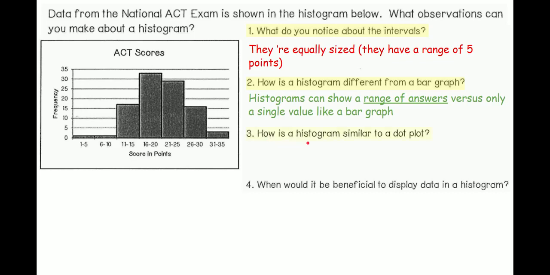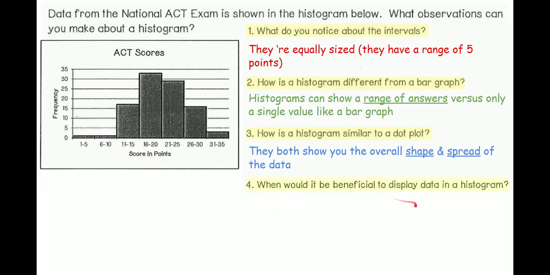So number 3, how is a histogram similar to a dot plot? Well, they both show you the overall shape and spread of the data. Now you can see that this shape looks kind of like a bell curve. It skews a little bit to the left, but not that much.